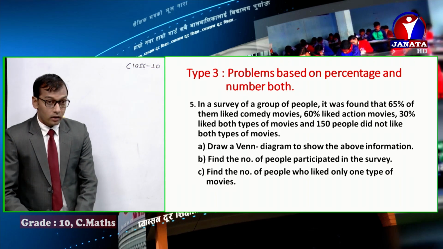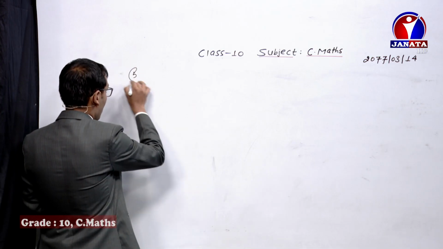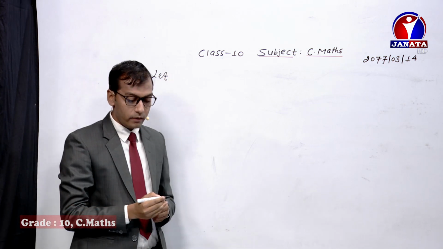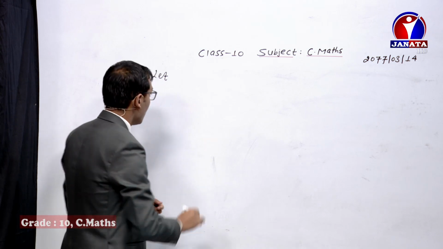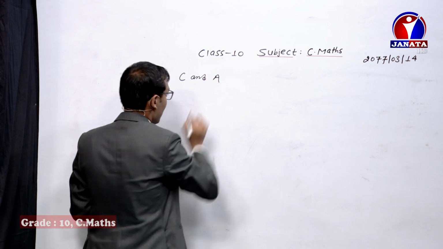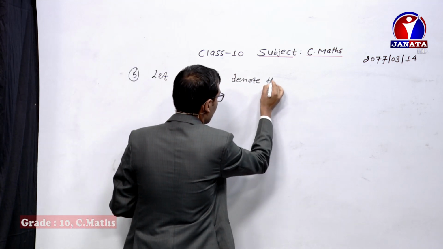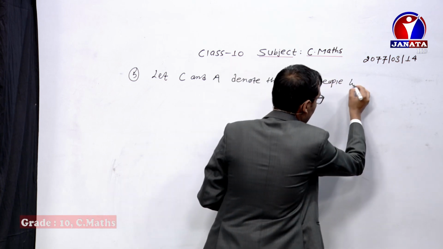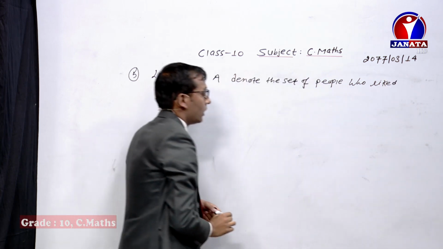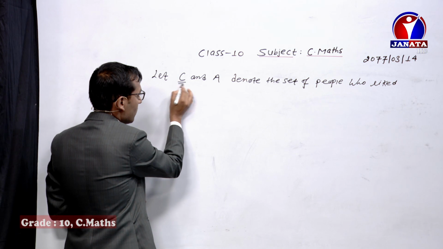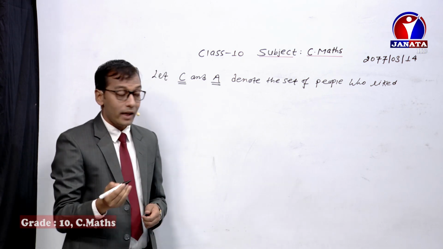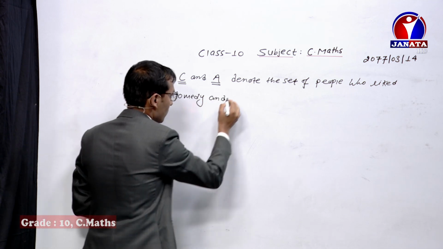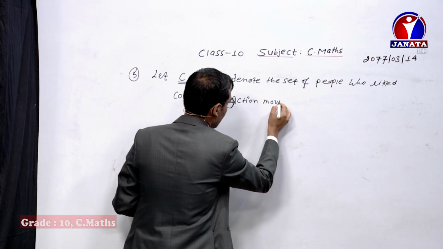So let's write the information given. This is question number 5. The question talks about two different types of movies, which are comedy and action. So let C and A denote the set of people who liked comedy and action movies respectively.